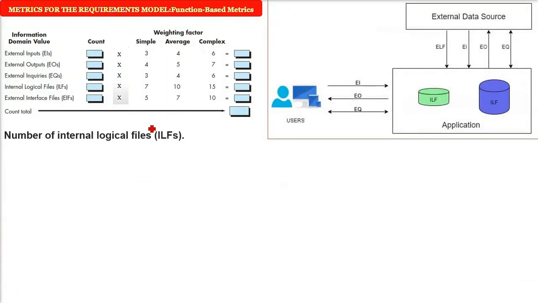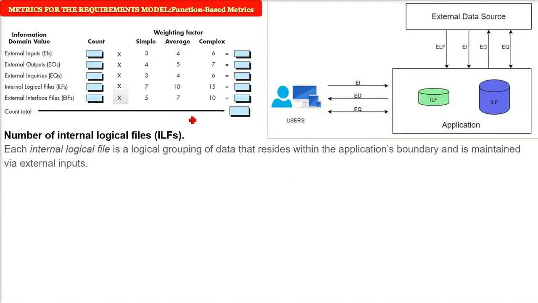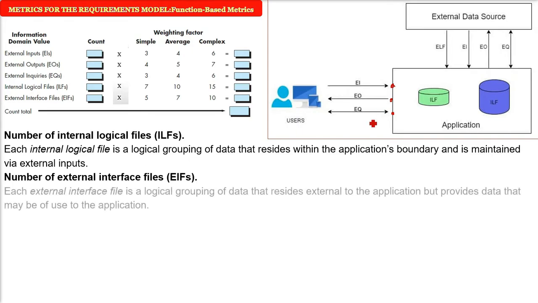What is ILF? Number of internal logical files. Each internal logical file is a logical grouping of data that resides within the application boundary and is maintained via the external inputs. So these are internal logical files. What are external interface files or EIFs? Each external interface file is a logical grouping of data that resides external to the application, but provides data that may be of use to the application. So you have an application, inputs are coming from the user, and there is an external data source.